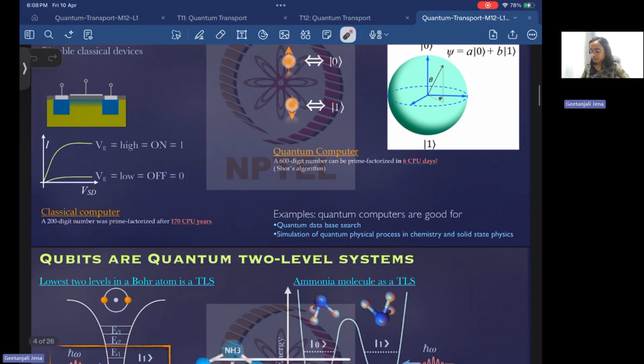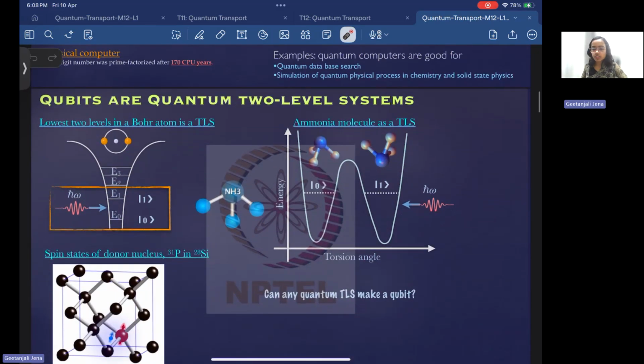So qubits are basically a two-level system. It can be either in a zero state or in a one state. Okay, so these are some examples of two-level systems. We are yet to discuss whether these systems can be used for storing or manipulating information, or for a qubit design or qubit architecture. But let us see some examples of two-level systems.